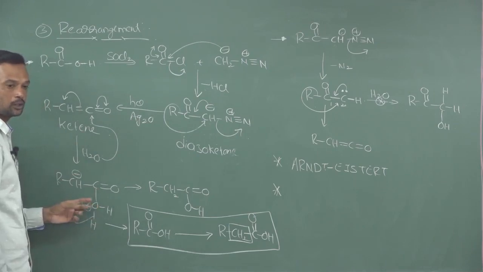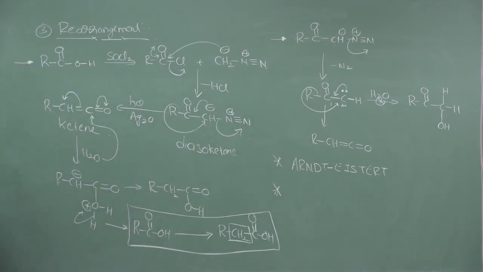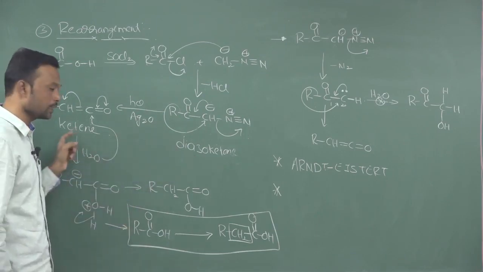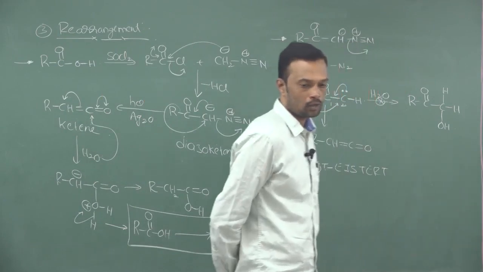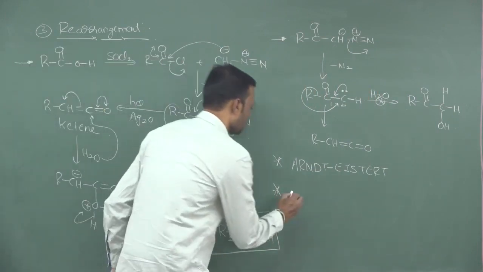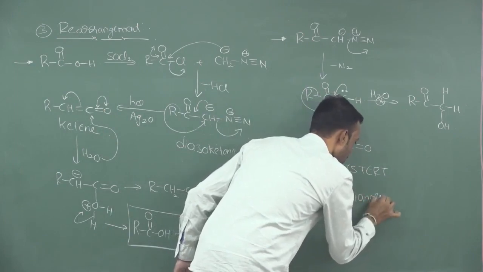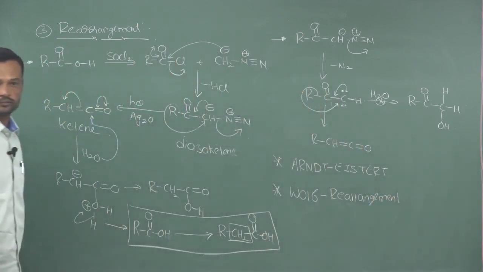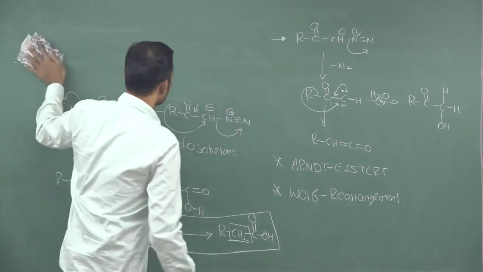Okay, next point. Conversion of diazoketone to ketene under thermal or photochemical conditions is known as Wolf rearrangement. It is known as Wolf rearrangement.